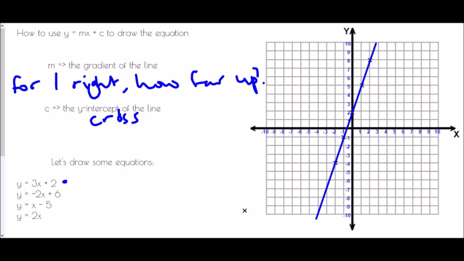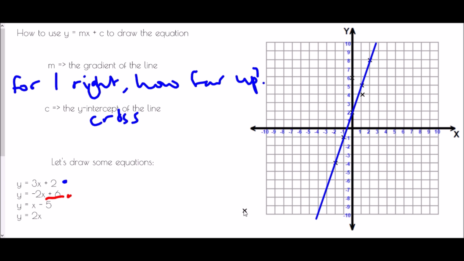If we try the next equation, we'll do this one in red. So it's -2x plus 6. So we'll start with the +6. If it has a +6 at the end, well, that means that the y-intercept is 6. It means it must cross the y-axis at 6. If we now go to the gradient, it suggests -2, meaning for every 1 to the right, we go down 2 spaces. So 1 to the right, down 2.